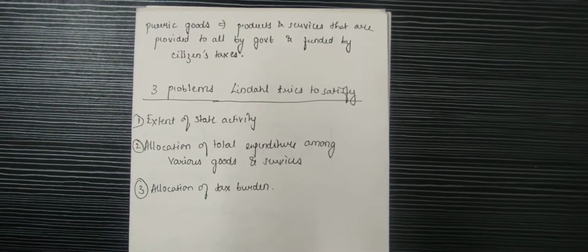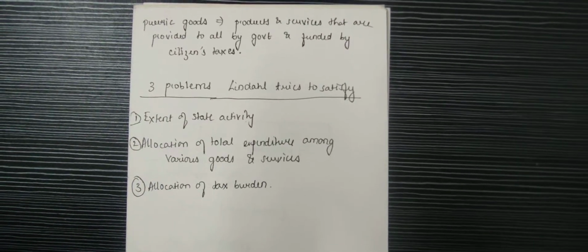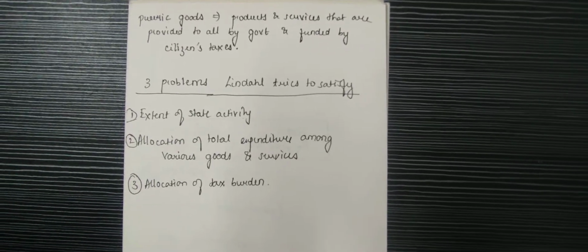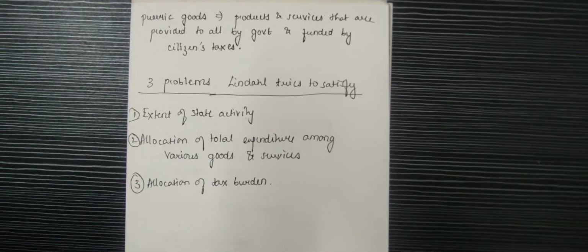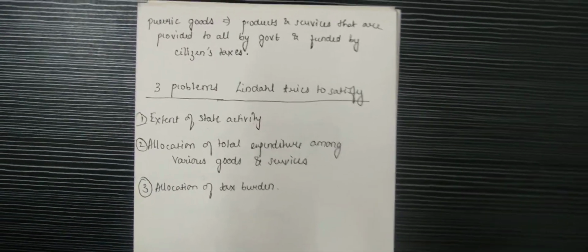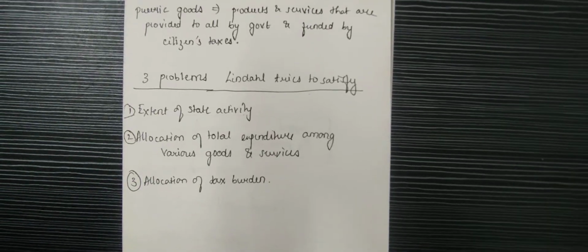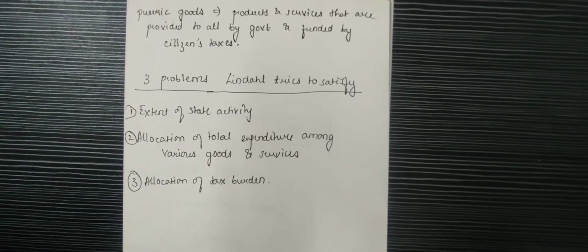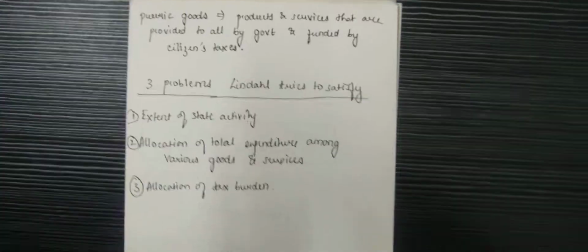Now there are three problems that Lindahl has noticed which he tries to satisfy. First is the extent of state activity, meaning how much public goods and services should be provided. Okay. Second problem is allocation of total expenditure among various goods and services, meaning how many goods should be provided. And third is allocation of tax burden, which is nothing but how the burden should be distributed. Okay, a citizen shouldn't be overburdened with tax.